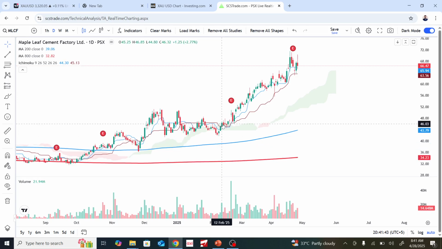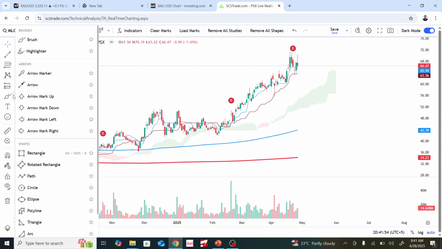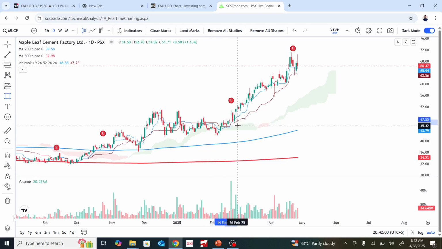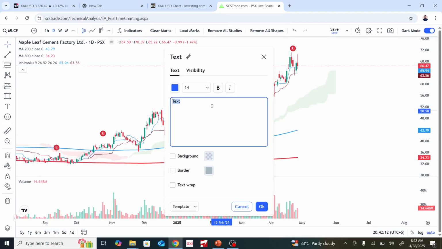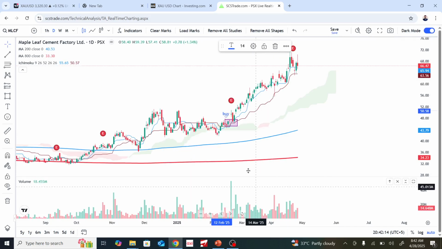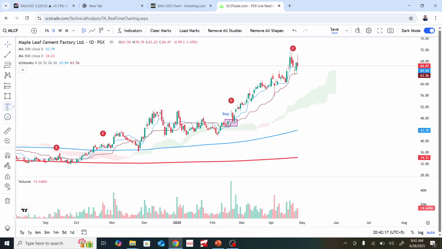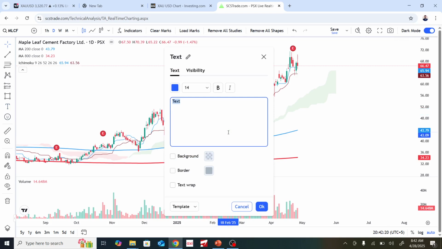When you see the market is testing the baseline or conversion line, and the cloud is below that, and both the 800 and 200 moving averages are below that, just buy there. So you buy at this place, you buy there, buy here, you buy here. Place the stop loss below the cloud.